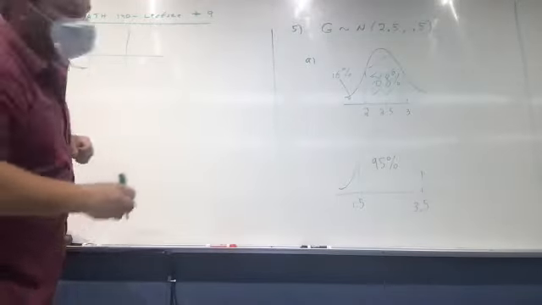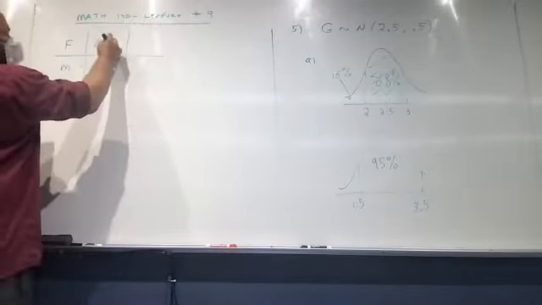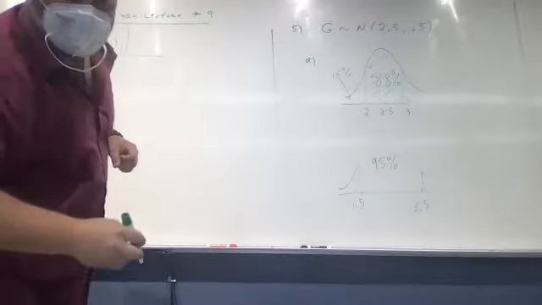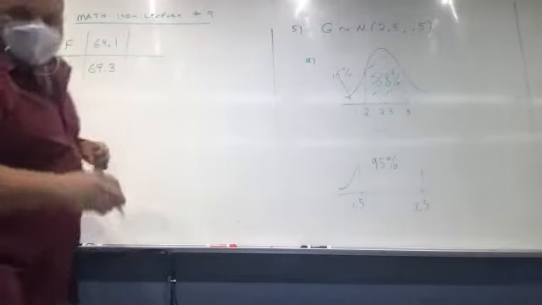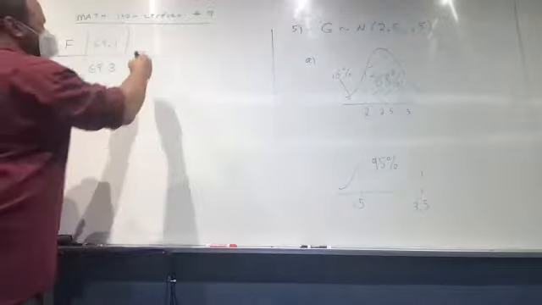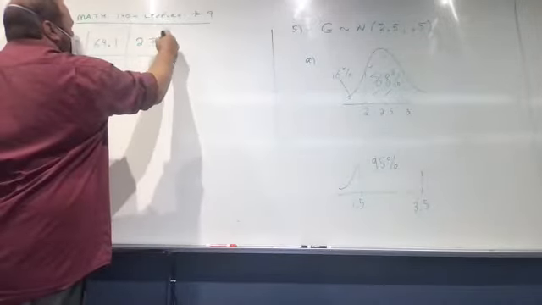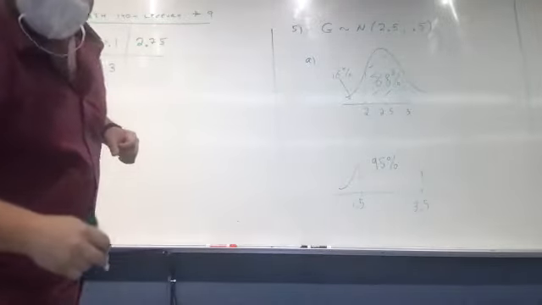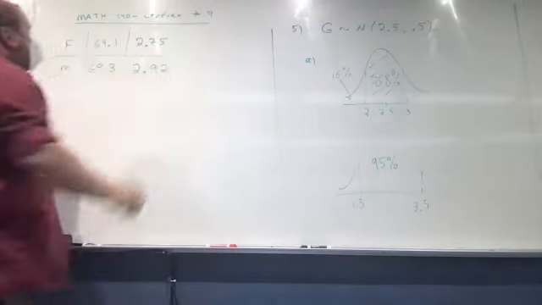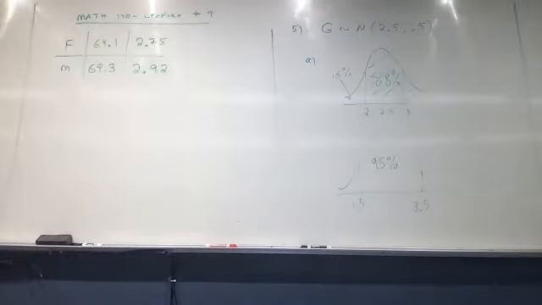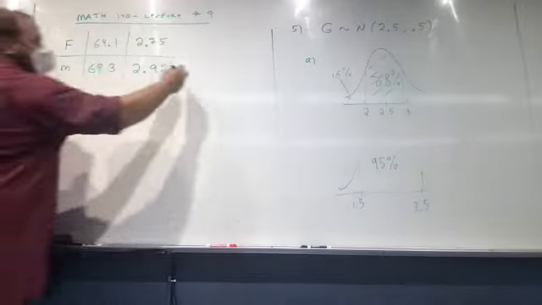And their mean for females is 64.1, and the mean for males is 69.3. And the SD for females is 2.75, and the SD for males is 2.92. So the question said, sketch both distributions. We were told they're both normal.